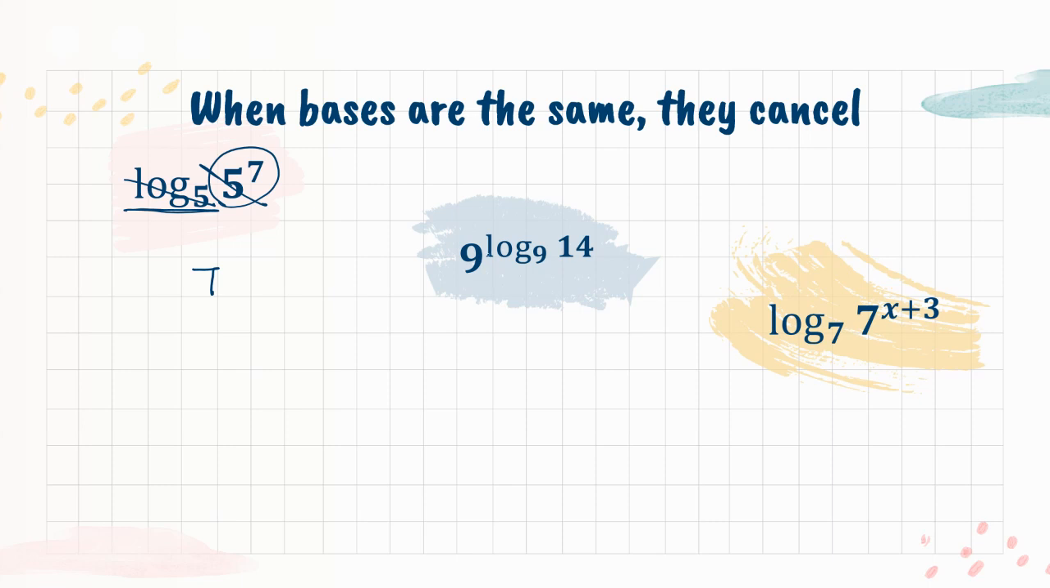Look at this next one. This is an exponential function. The base is 9. And then in the exponent, I have a log with a base of 9. Those cancel each other out, and I'm left with just the 14.